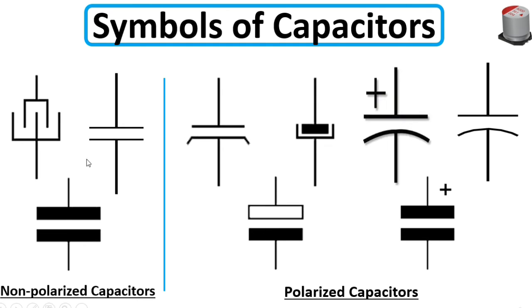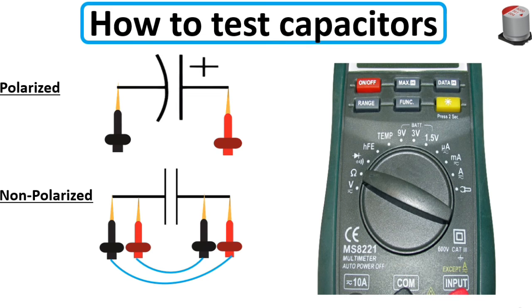So this is also a UK symbol, and here this is a US symbol. But we use this usually. So as you can see, these three samples don't have the plus and minus sign, okay, because those are non-polarized capacitors. So now let's see how to test a capacitor.